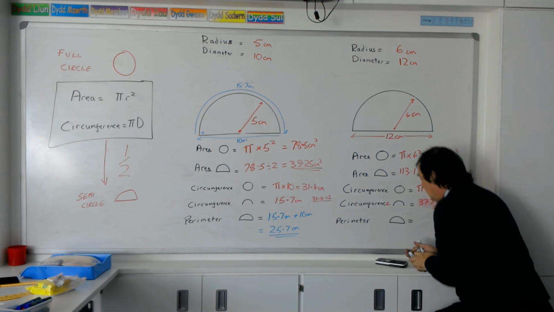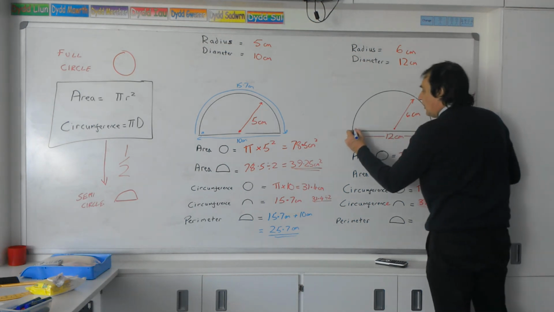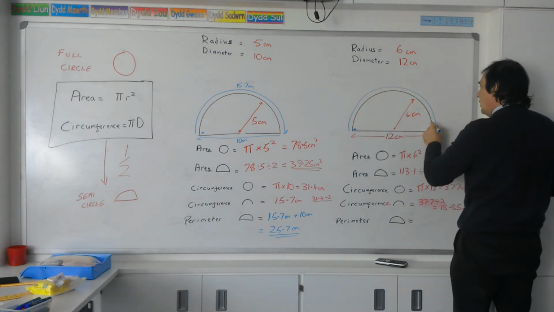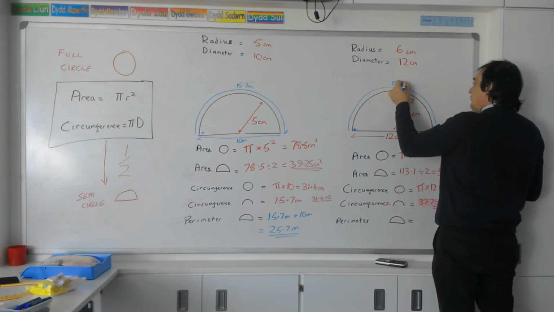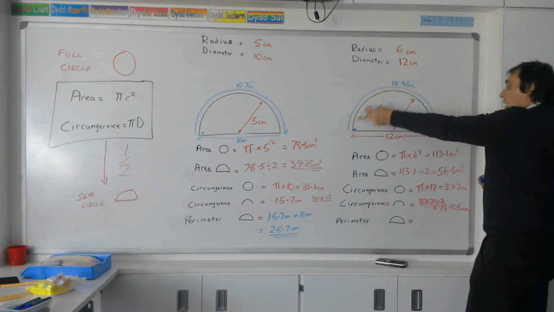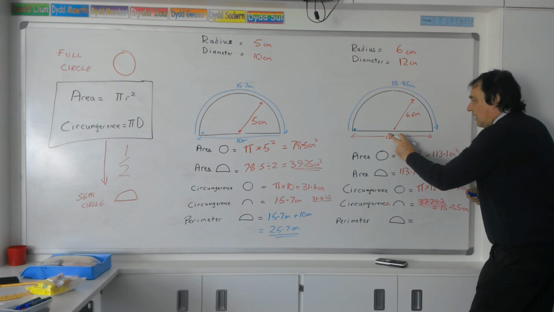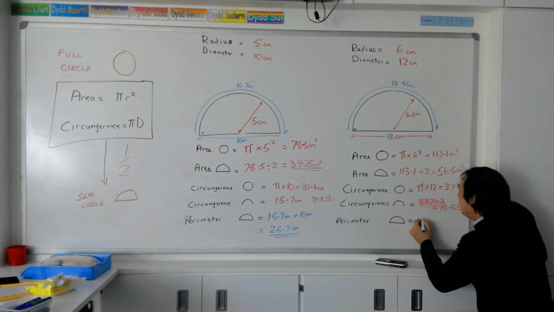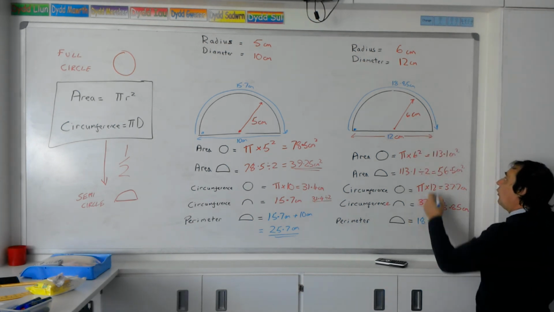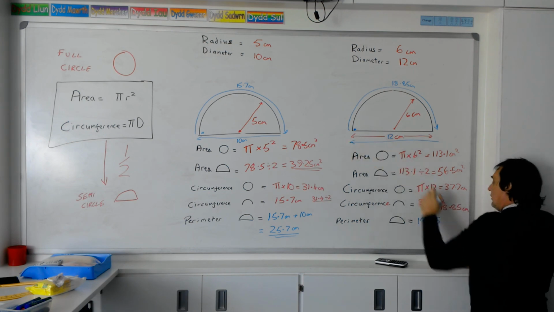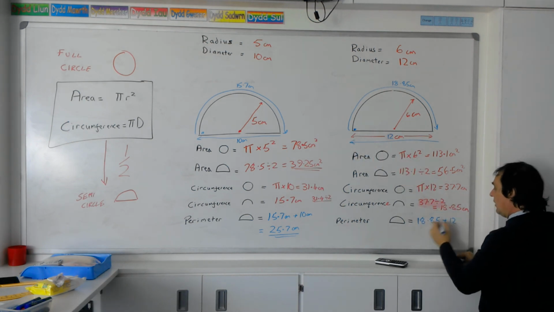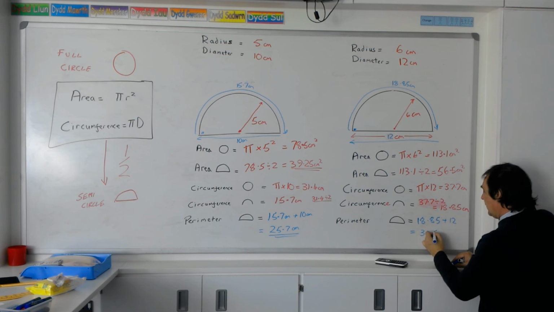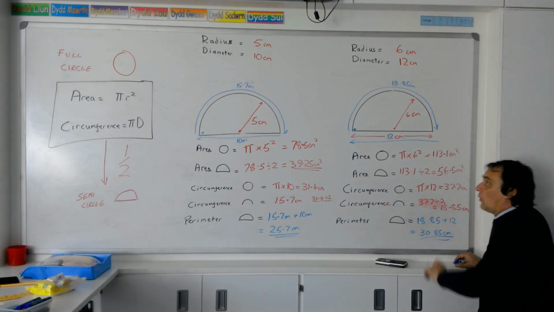So we've got 18.85 centimetres as your distance round that circumference, half of it. And then the flat bit is the diameter, 12. So it's going to be 18.85, the distance all the way round, plus 12 gives us 30.85 centimetres. That's the perimeter all the way round.